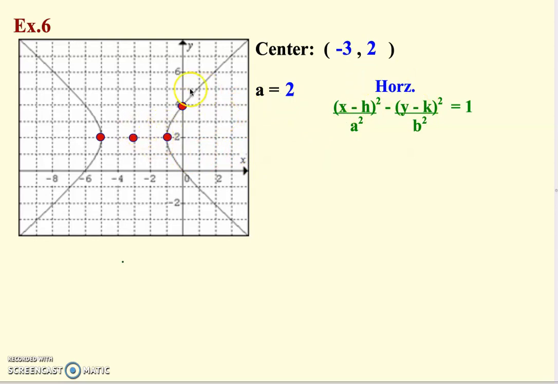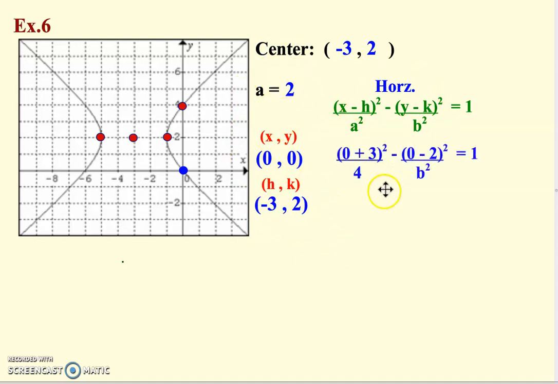I don't have a c value. I don't know what my b value is. I can't assume any kind of central box or asymptote thing here. So what I'm going to do is grab a coordinate. I could have grabbed this one, but I'm going to grab this one because it's easier to work with. Now, if you look at a, x, y, h, k, that's 5 variables. There are 6 here, and I know 5. If you know 5 of the 6, you can solve for the 6th.